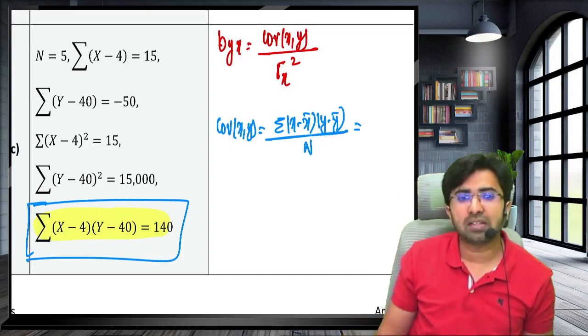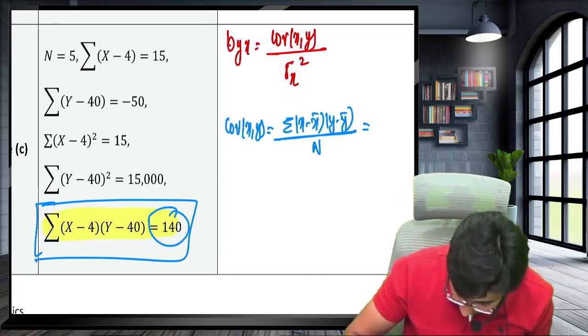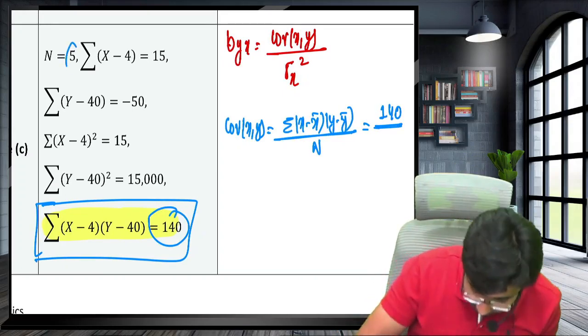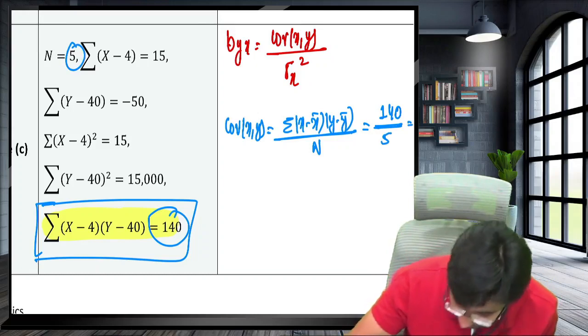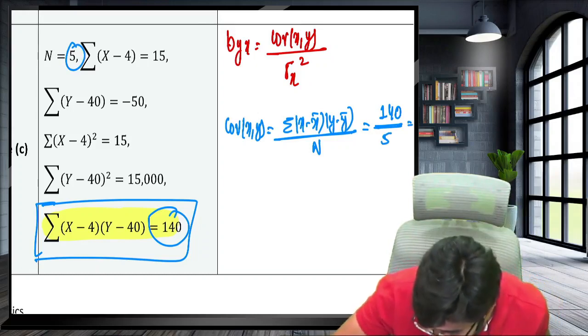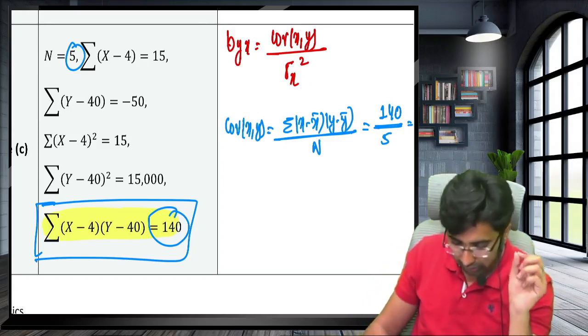What is the summation of x minus x bar into y minus y bar? That is 140. What is n? It is 5. 140 divided by 5, that is, guys, 28. Guys, is this point clear?